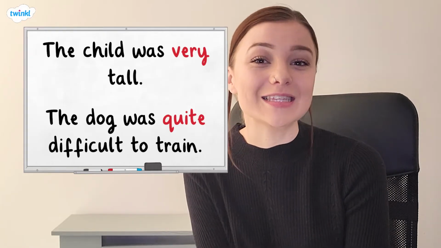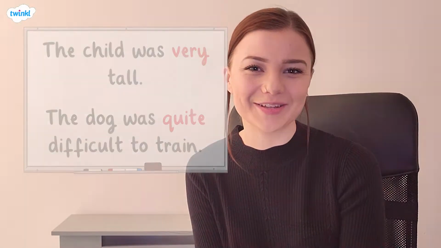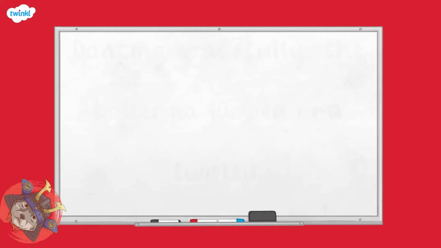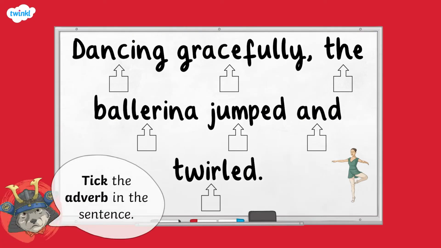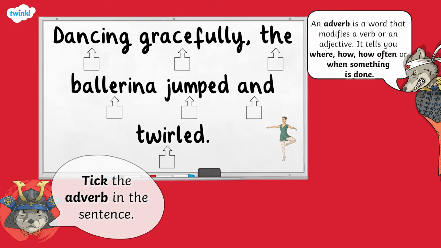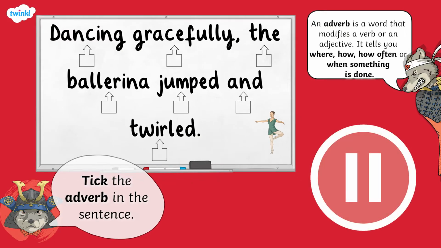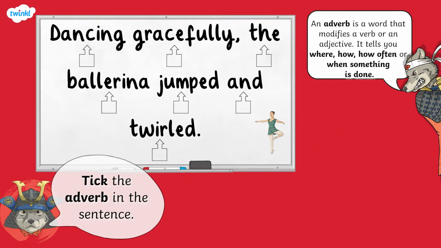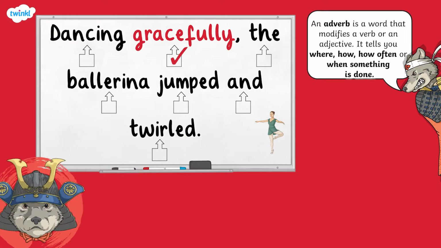Now let's see if we can spot an adverb in a sentence. Take a look at this question. Tick the adverb in the sentence below. Dancing gracefully, the ballerina jumped and twirled. Look closely at the sentence. Which word is the adverb? The word gracefully is an adverb because it's describing how the ballerina is dancing. It is an adverb of manner.